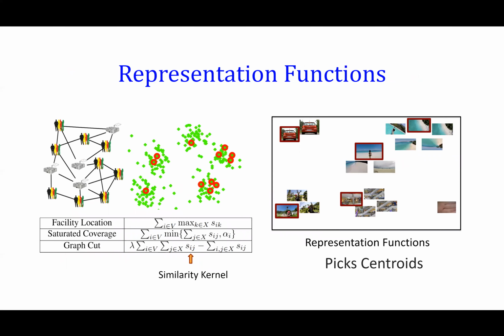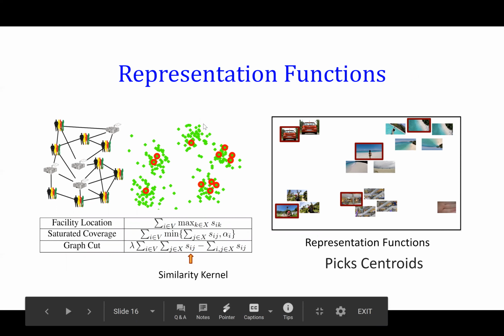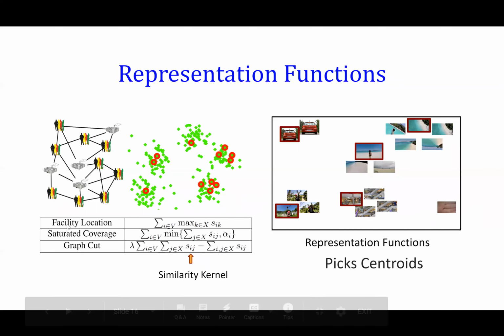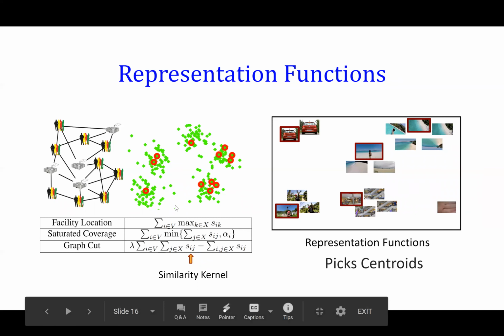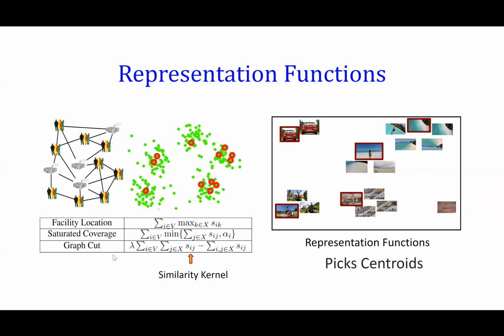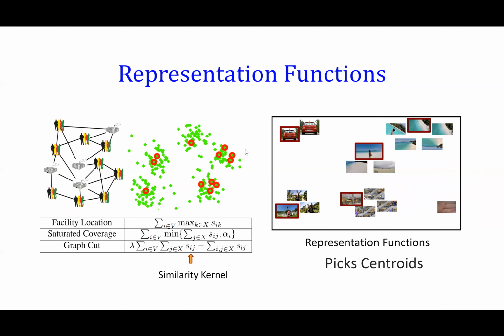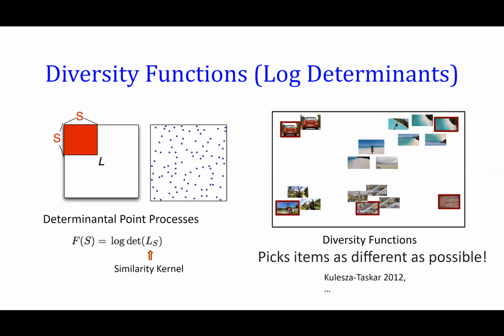The first is representation functions. Given a set of data points here in green, representation functions capture how well my subset represents the entire set. If I have a subset of points in red here, we can say fairly confidently that this set represents the entire green set pretty well. An example of a representation function is facility location. There are a few others as well. In some sense, representation functions are very similar to k-medoids in clustering, so they are equivalent to what a k-medoids clustering would try to do.